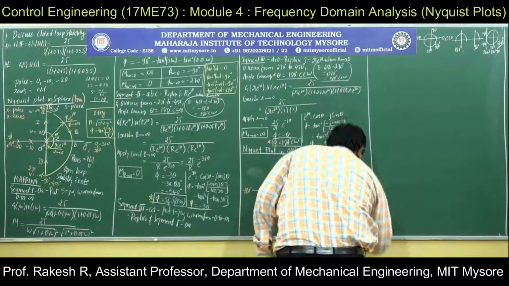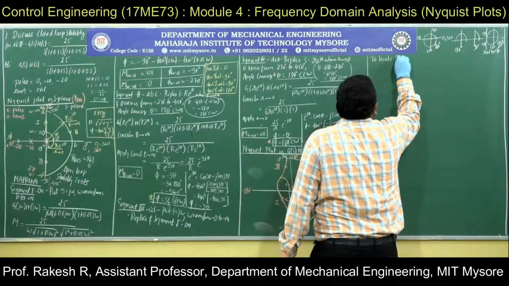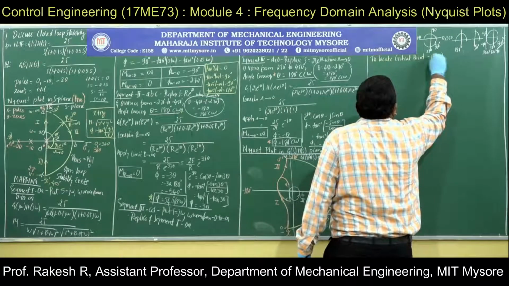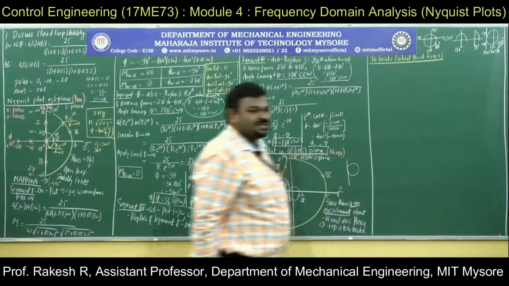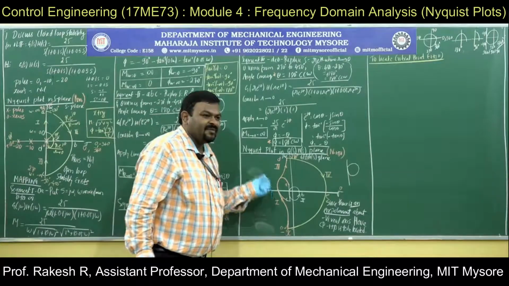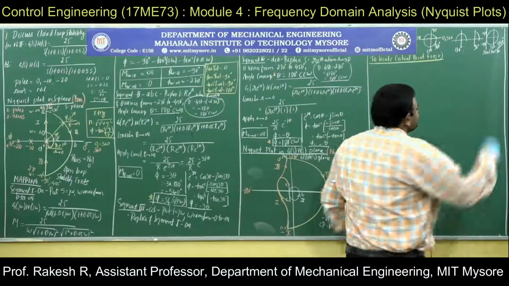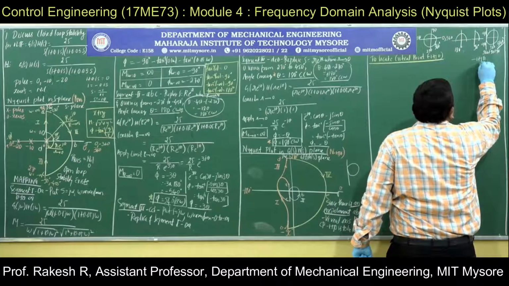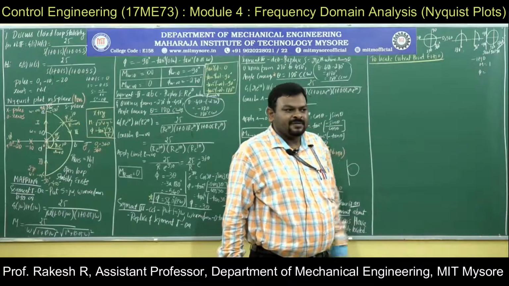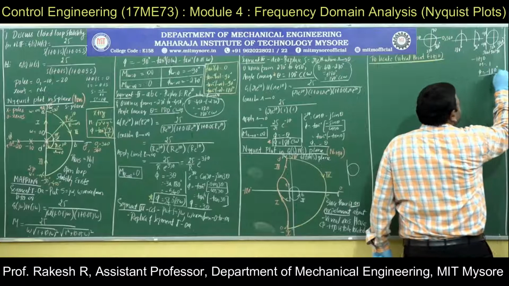Let us locate the critical point -1 plus j0. How to locate it? Where is the critical point? Somewhere here. What is the condition? What is the magnitude of the critical point? -1 plus j0, the magnitude will always be equal to 1. And what is the angle? Tan inverse of -0, so it is 180 degrees. Since it is located in the denominator, it is -180 degrees.